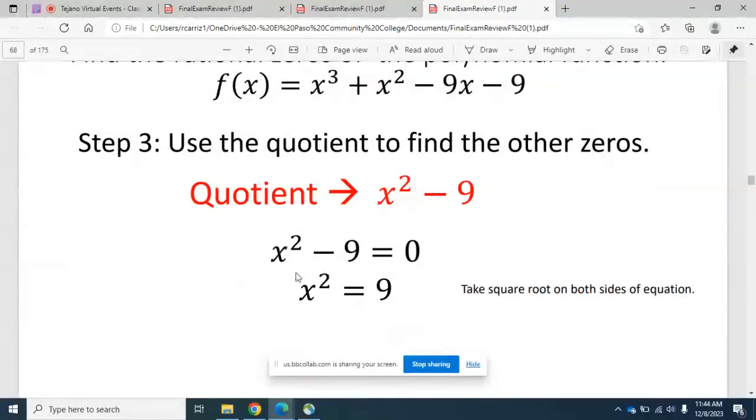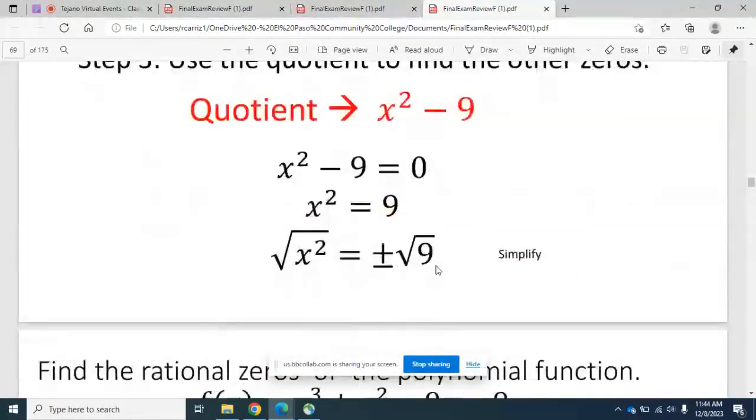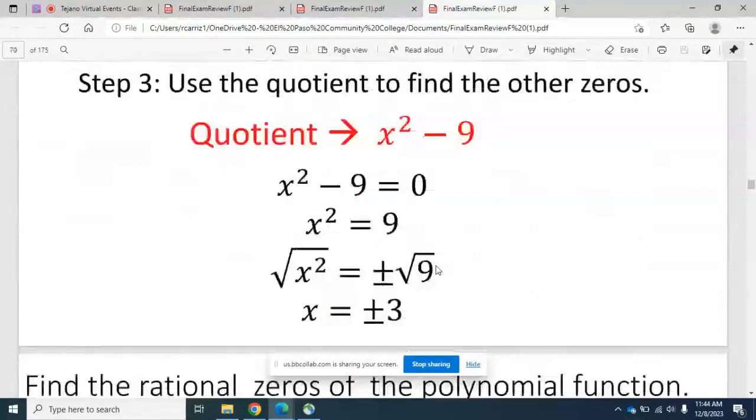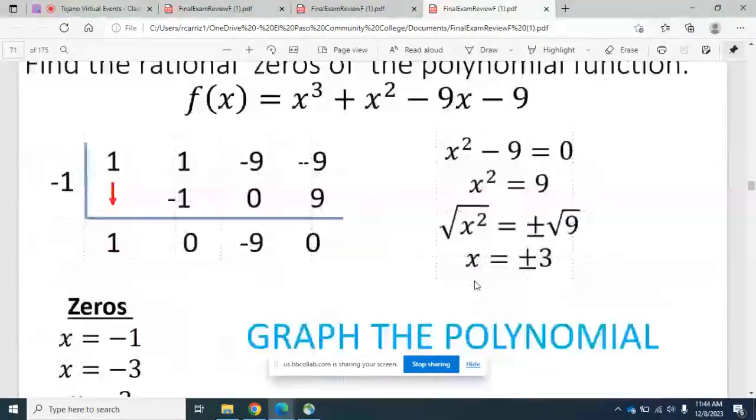So to find the remaining two zeros, I said x squared minus 9 equals 0. So I'm going to add 9 on both sides, take the square root of both sides, and simplify. And I see that x is equal to plus or minus 3. Now you heard me say that I had two zeros. Well, why did I say that? Well, since I had a cubic function, I know that I could have at most 3 zeros, and that's what I do have on this one. I had my first zero, which was x equals -1, and I have my other two zeros, where x is equal to -3 and x is equal to +3.